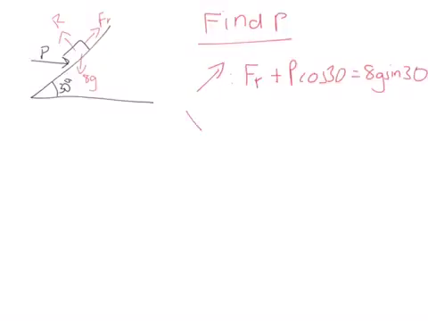So if we hold on to that for now, and then if we look at the forces that are acting perpendicular to the plane, we can say that R is equal to P sine 30 plus 8g cosine 30.